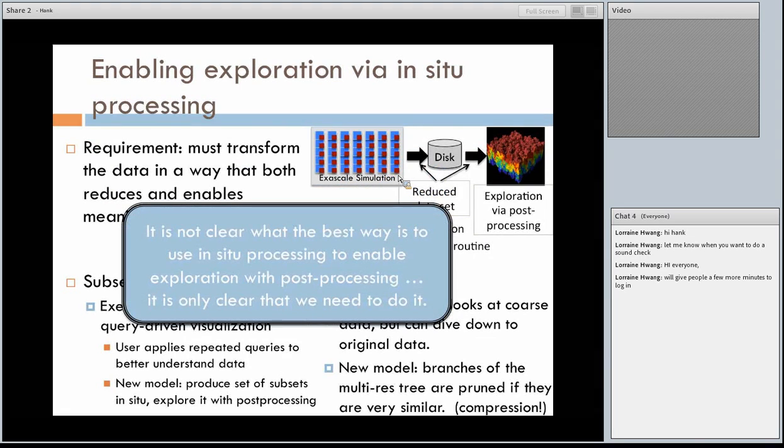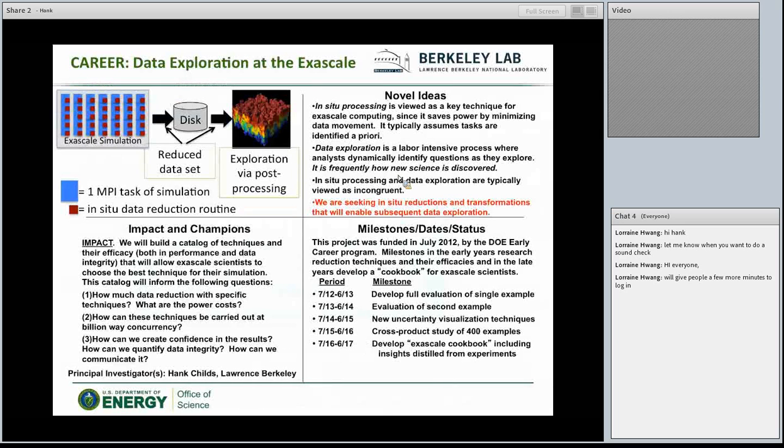And I'd actually say, Lorraine mentioned at the beginning that I won the Department of Energy Career Award. This is exactly the problem that we're trying to explore. And what we want is to create a cookbook for exascale scientists where they can understand the trade-offs between these different techniques and how much time they take to carry out at billion-way concurrency, what are the power costs, what is the loss of data integrity, and how can we communicate the loss in data integrity. And so I think it's a really exciting project and one we've had a lot of fun with for the last couple of years and will continue to work on through 2017.